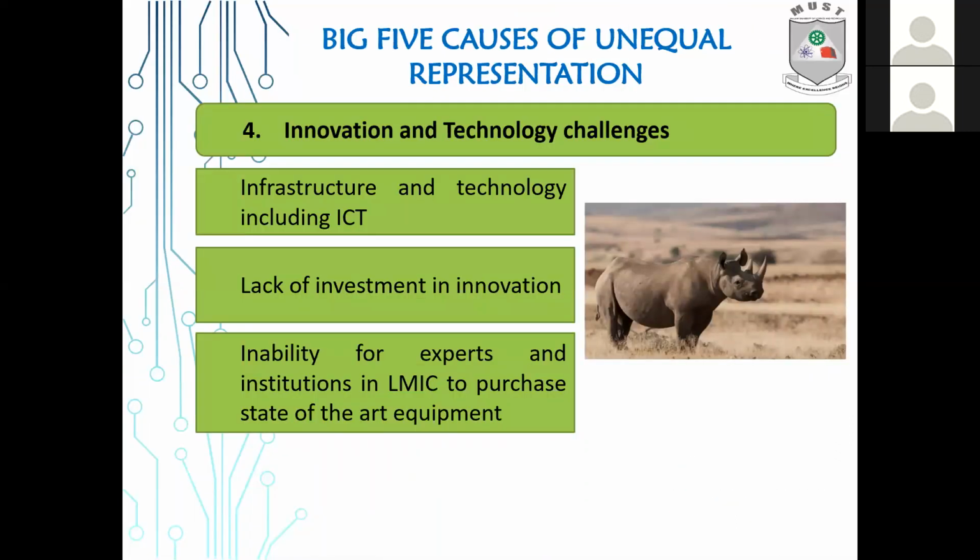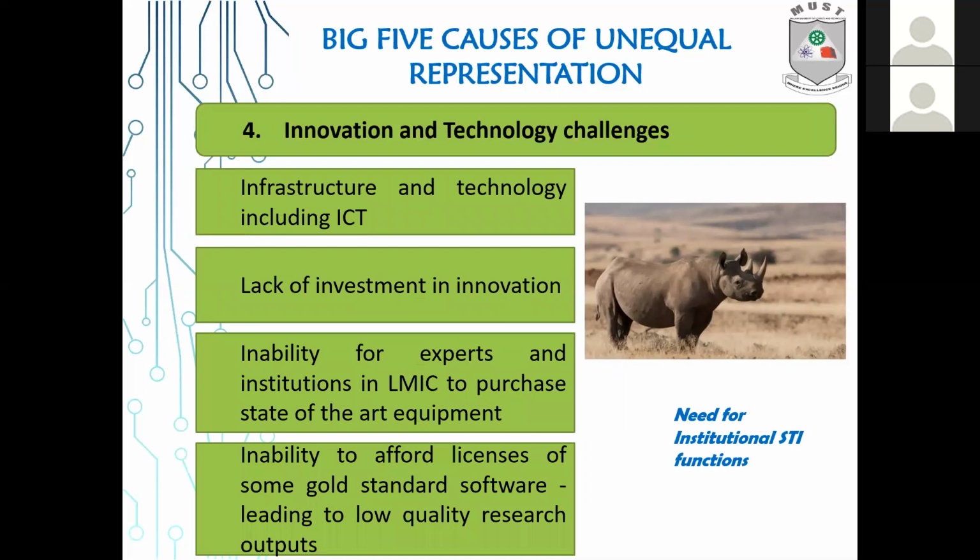Fourth is innovation and technological challenges. Infrastructure and technology, including ICT, lack of investment in innovation, inability for experts and institutions in LMICs to purchase state-of-the-art equipment, and an inability to afford licenses of the same gold standard software, leading to low-quality research outputs. Ultimately, there is a need for institutional science, technology, and innovative functions.